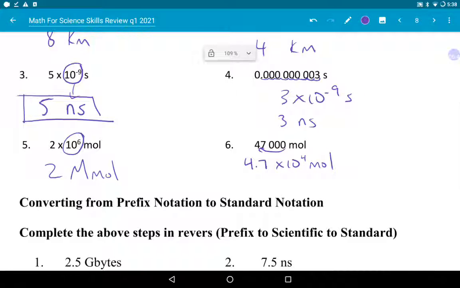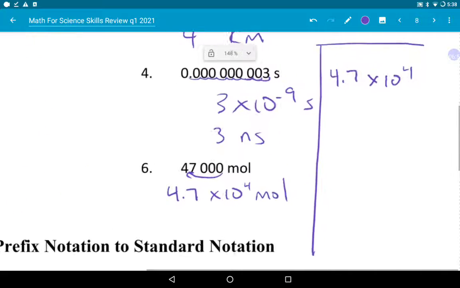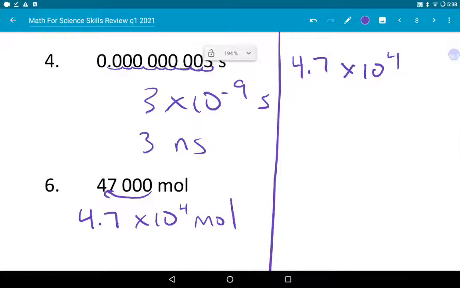Let's see how that's going to work out. I'm just going to make a little space here. If we have 4.7 times 10 to the 4, I'm going to zoom in on that. Let's say we want to go to times 10 to the 3, and that'll allow us to write it in kilomoles. That's what we want in the end.